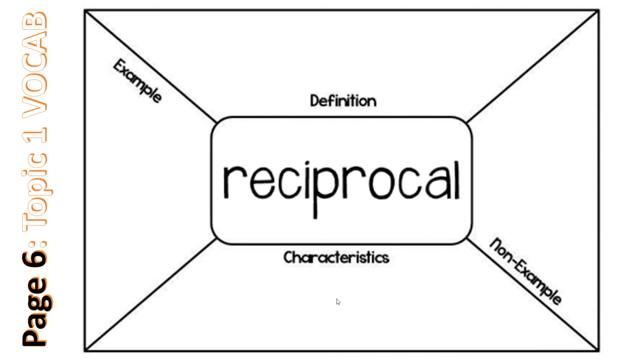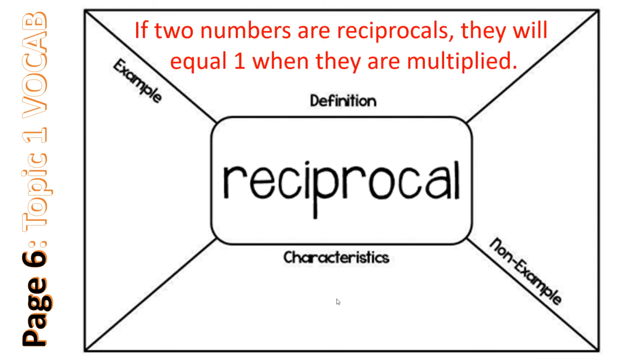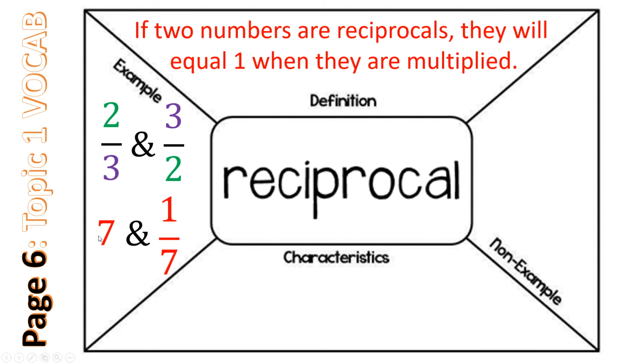The next vocab word is reciprocal. We use reciprocals in order to solve complex fractions. So if two numbers are reciprocals, they will equal 1 when they are multiplied. So for example, 2/3 times 3 over 2 would be 6 over 6, which is equal to 1. And 7, or 7 over 1, and 1/7 will multiply and equal 1.